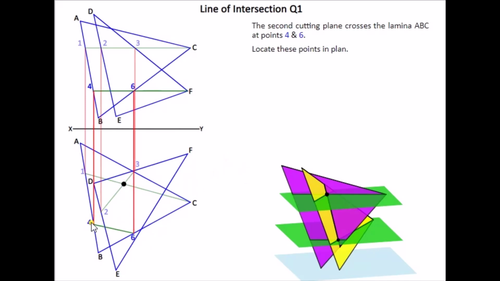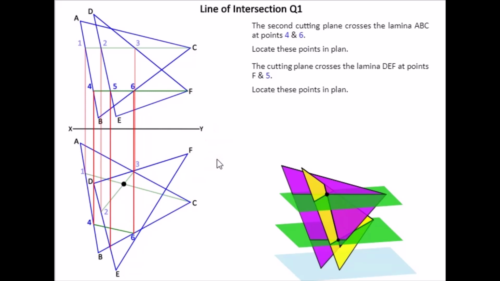So in this case 4 joins to 6. Then we have point F and point 5. So we have F already found. We just mark off point 5 on the edge DE and then join them together. Now this gives us our point in plan.